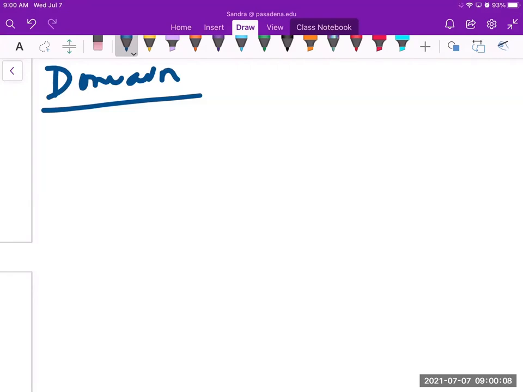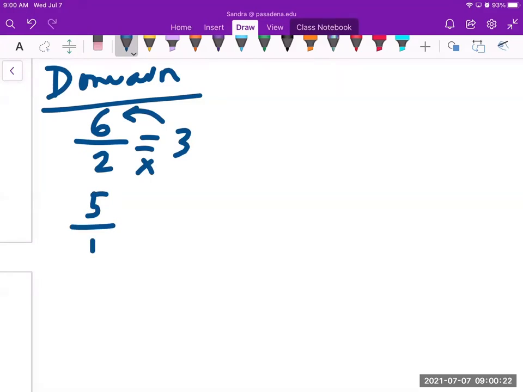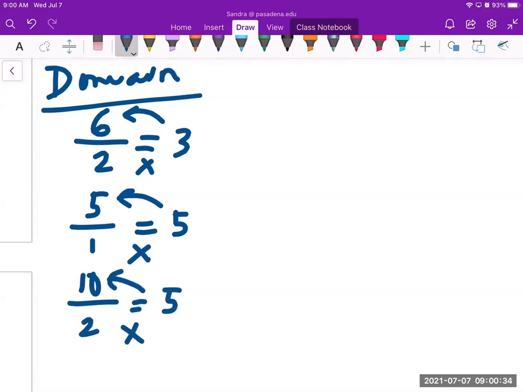Domain. Okay, so if I have 6 divided by 2, the answer is 3. Because I can actually check: 2 times 3 gives me a 6. If I do 5 divided by 1, the answer is equal to 5 because 1 times 5 gives me a 5. 10 divided by 2 gives me a 5 because 2 times 5 gives me a 10. What's 0 divided by 3? It's 0 because 3 times 0 gives me a 0.